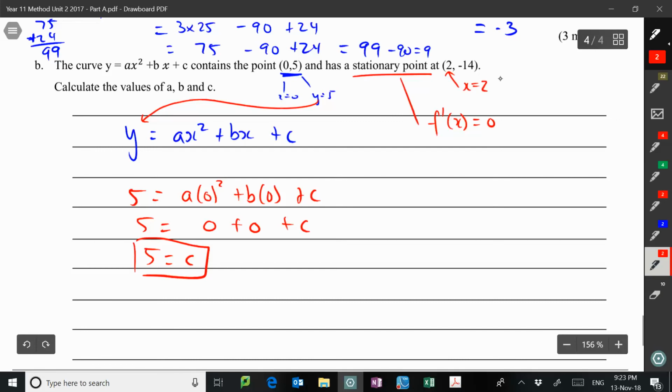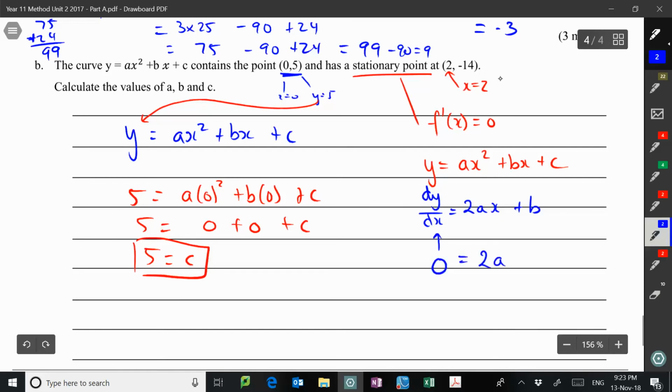So here we go. Let's find the derivative at x equals 2. So the derivative of y equals ax squared plus bx plus c. The derivative dy/dx is you drop down the power, 2 times a, x to the power of 2 minus 1, so 2ax. And the derivative of bx is just plus b. Now I want the derivative to equal 0. So 0 equals 2ax plus b.